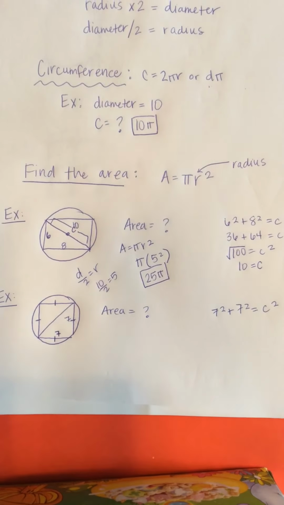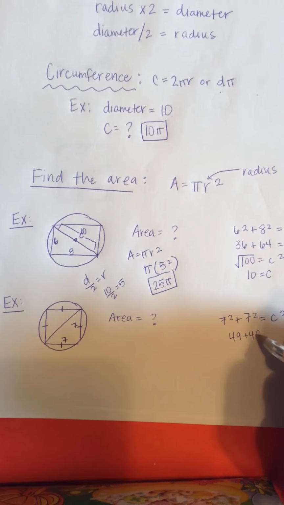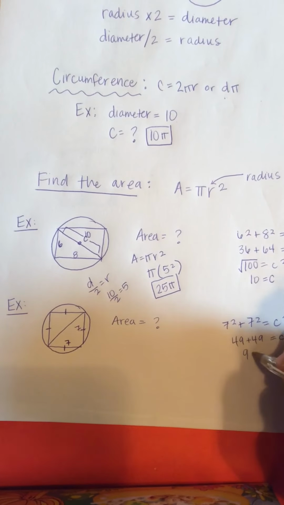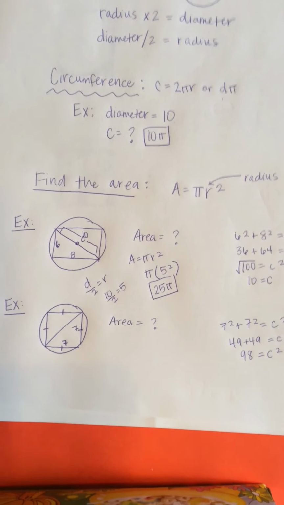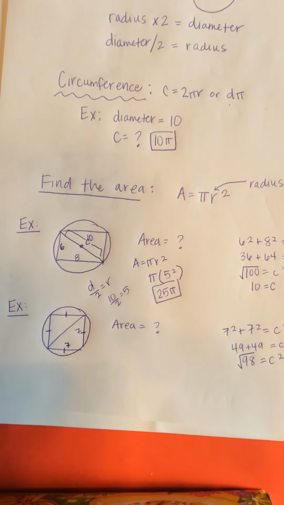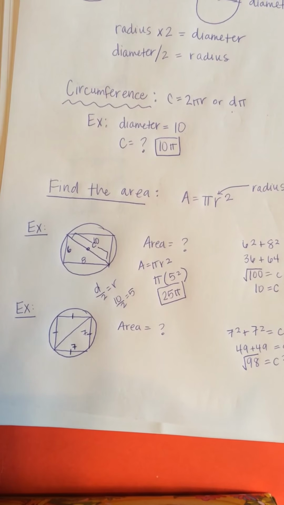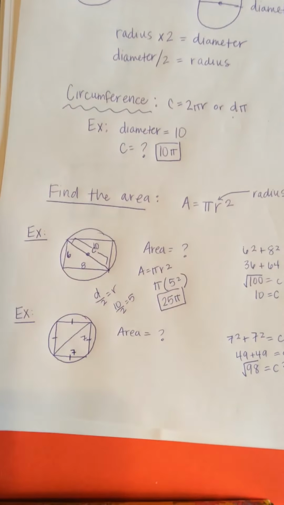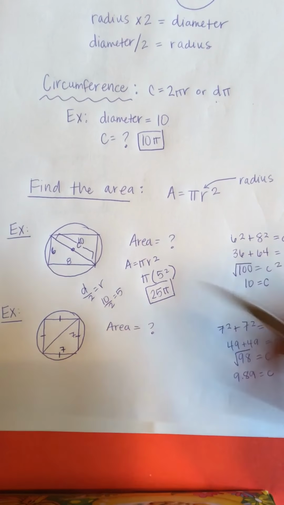7 squared plus 7 squared is 49 plus 49 equals my c squared. And when I add those two together, I get 98. Okay, well, when I go from c squared to c, I have to square root. Well, when I take the square root of 98, it's not exactly perfect, okay? It's a little less than 10 because 10 squared is 100. So when I take the square root of 98, I get 9.89. Okay, and that's my c.